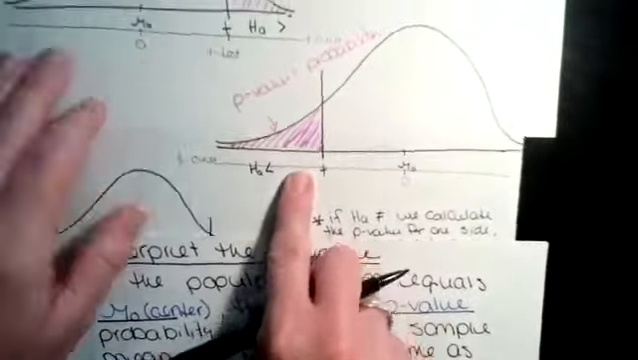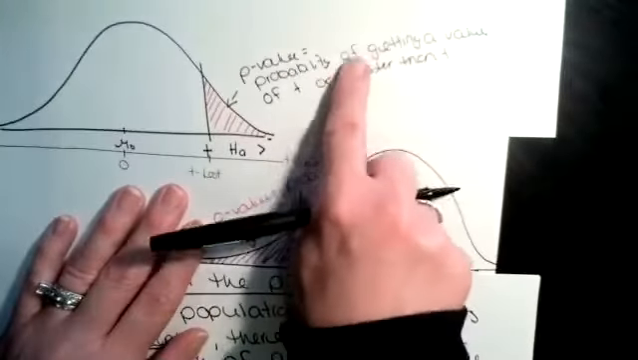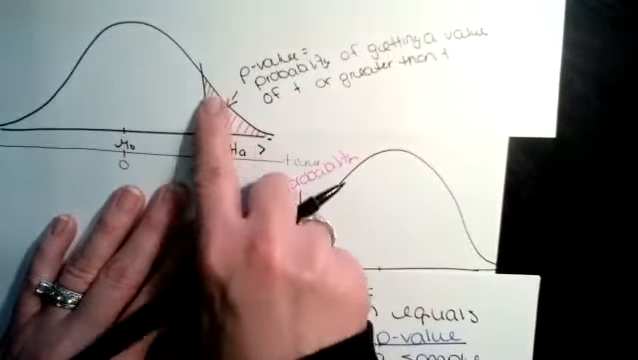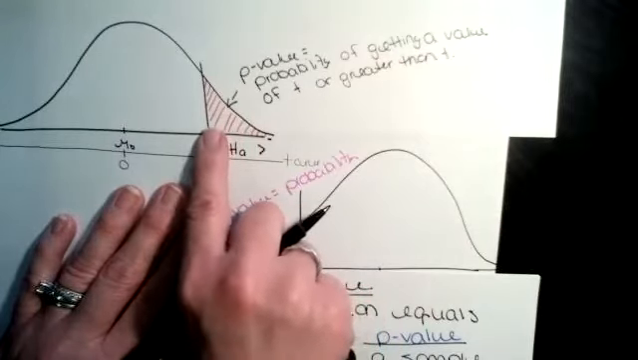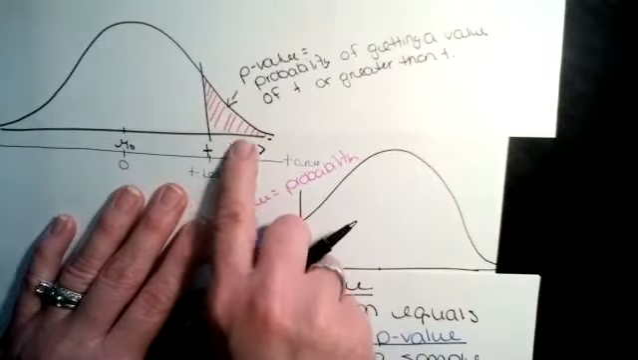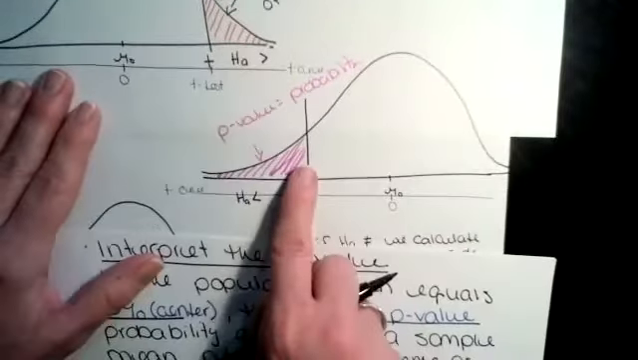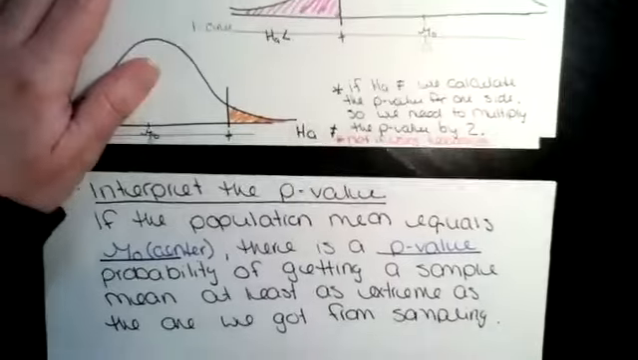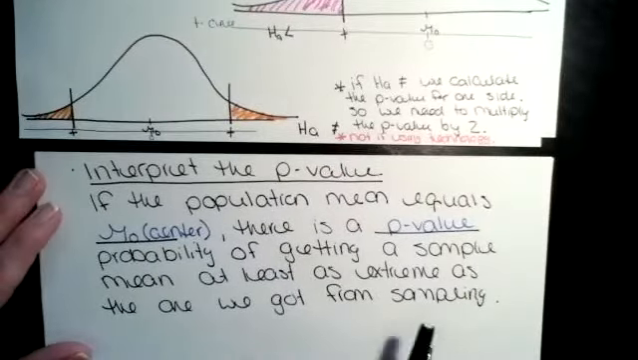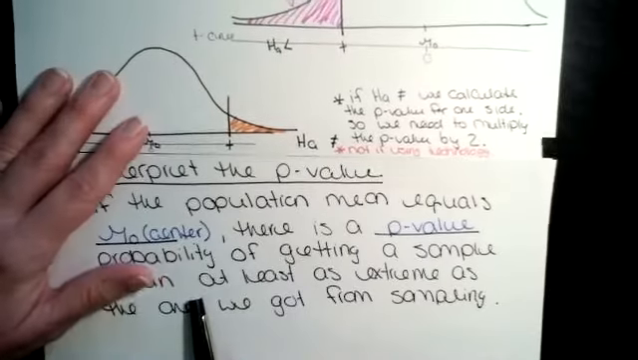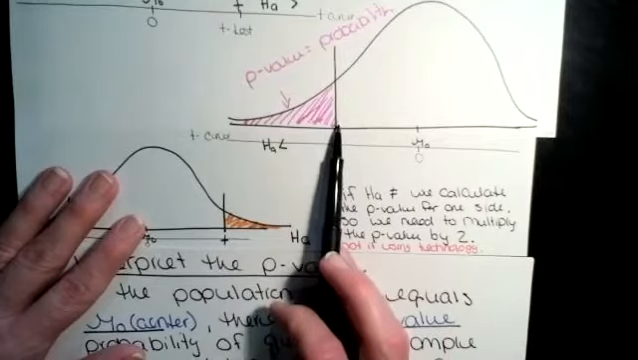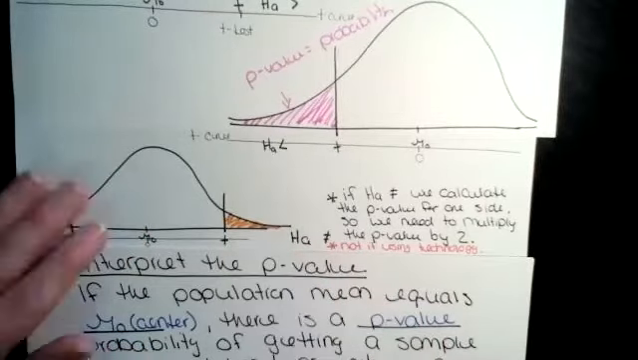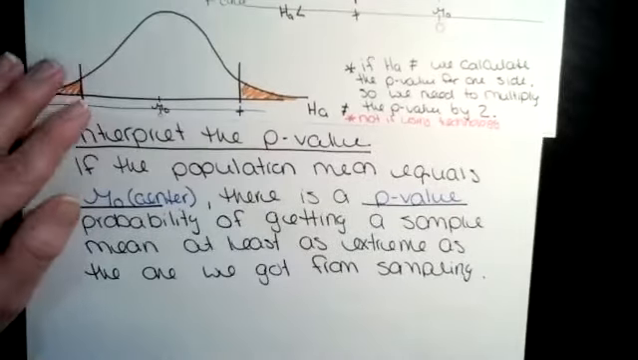And what that says is just what I said up here. It's the probability of getting another t-value at this point or beyond. So here or greater than, or even here or less than. All I'm saying is it's the probability of getting another sample mean at least as extreme as, meaning this far away from the center or further. That's what at least as extreme as means. Then what we got from our first sample.